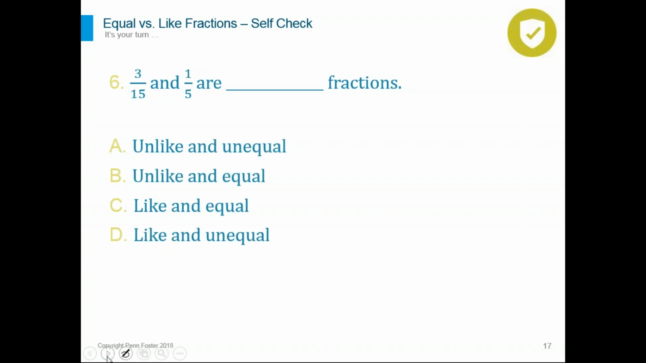One more question on that topic. 3 over 15 and 1 over 5 are what fractions? Are they unlike and unequal? Are they unlike and equal? Are they like and equal, or like and unequal? What do you think? You can eliminate some answers so you can focus on maybe one, two, or three.